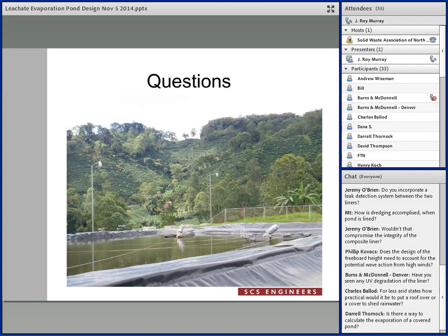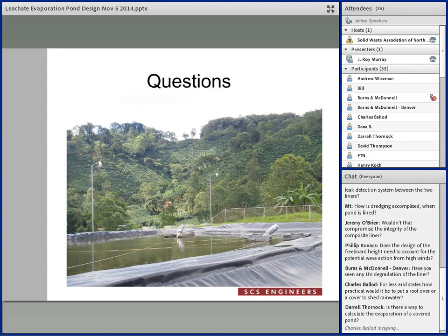Is there a way to calculate evaporation of a covered pond? Not that I'm aware of. Everything that I've seen has all been about evaporation of non-covered ponds, which, for those areas where you don't have a good net evaporation, can make it pretty difficult to get it to work. In fact, you can have one or two wetter than normal years, and all of a sudden you've put yourself in a bad way, and you're having to get rid of more leachate than you might have to.